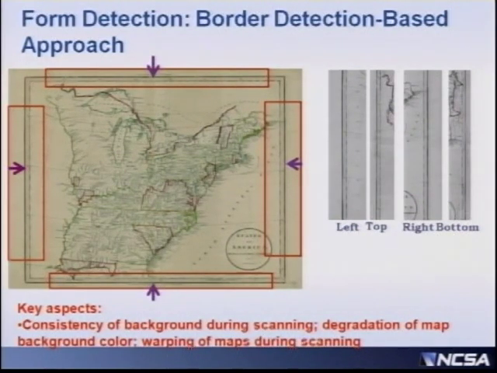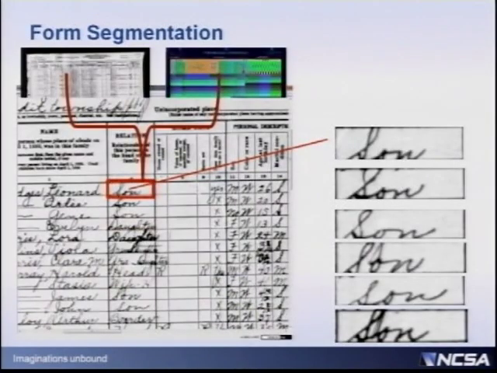There are questions about degradation of map background color. Warping of maps is an issue, because if you have a scan that shows this curvature, and another one is straight, then the automation has challenges. It's really hard to design an automated method to compensate for that.